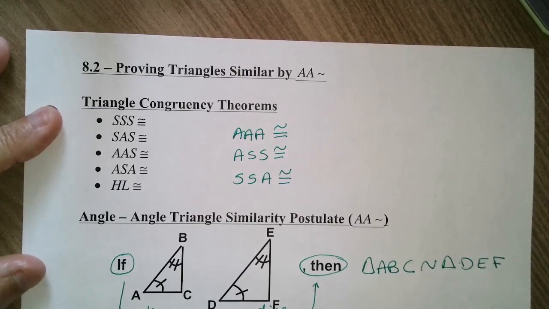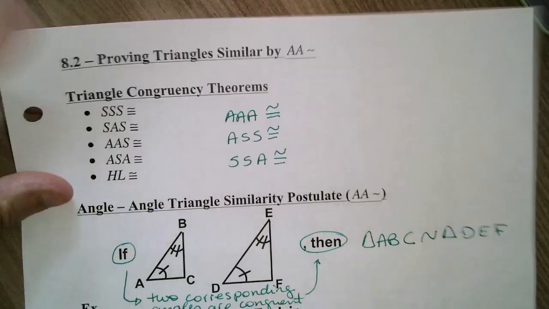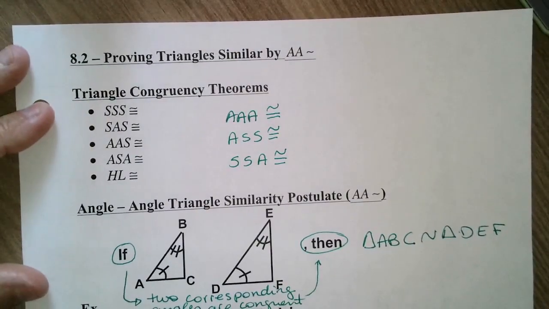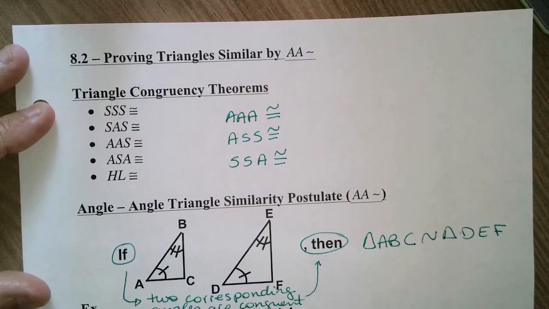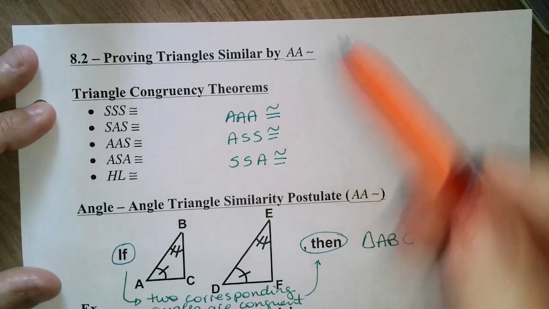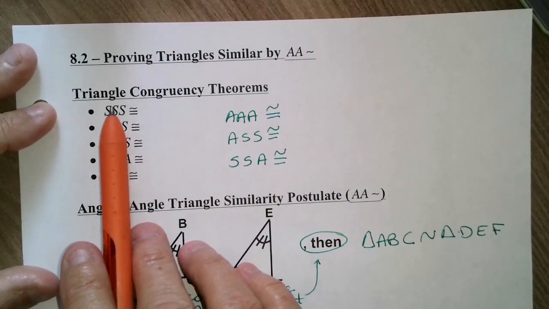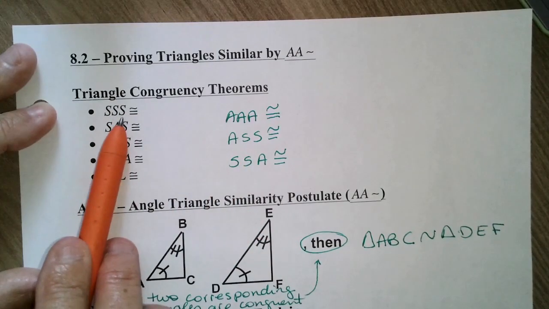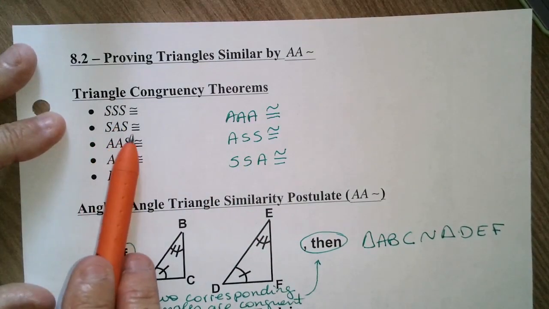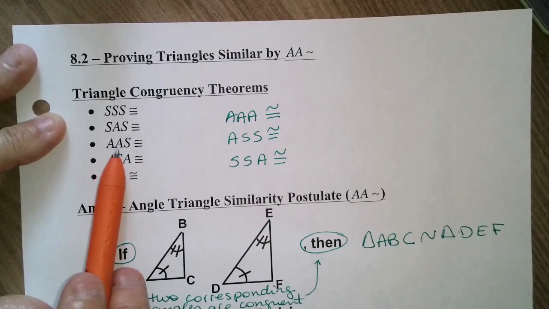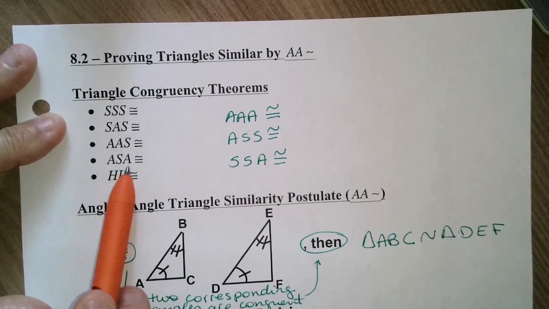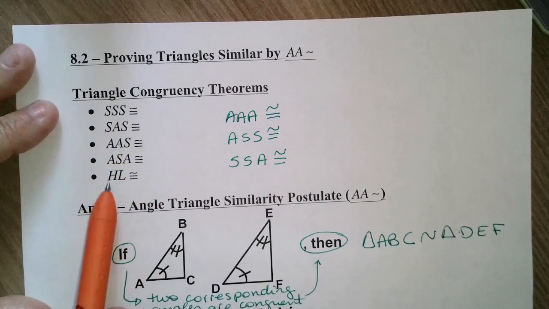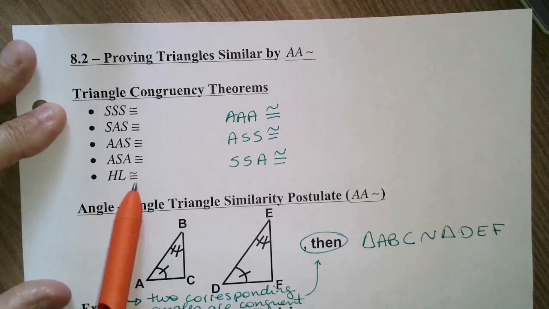All right, guys, 8.2, proving triangles similar by AA similarity theorem. Remember that we had these triangle congruency theorems, right? The SSS congruency theorem, SAS congruency theorem, AAS and ASA congruency theorem, and the HL congruency theorem, okay?